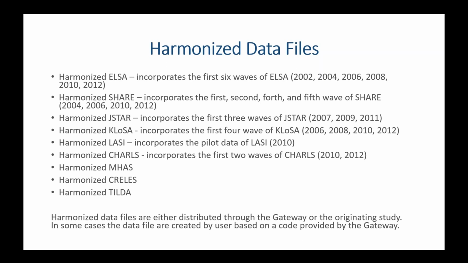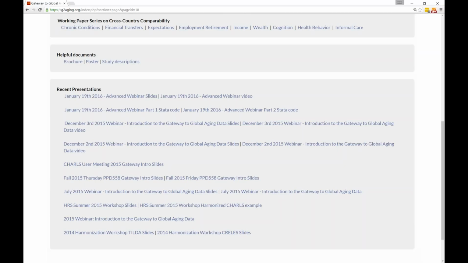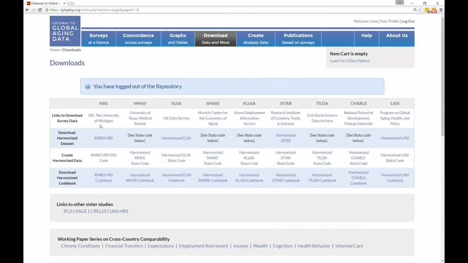So harmonized data files are either distributed through the gateway or through the originating study. In some cases, the data files are created by the user based on the code provided by the gateway. So let's jump back to our downloads page, and you can see the options. You can download the harmonized dataset. For instance, the harmonized ELSA is distributed through the UK Data Service also. So once you download the ELSA data, you automatically have the harmonized ELSA data.